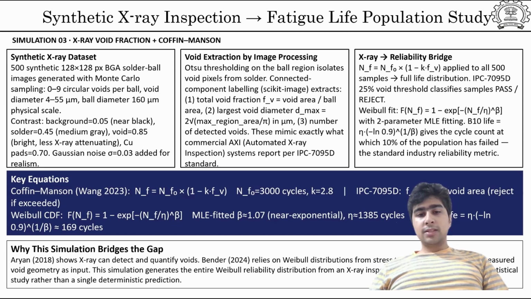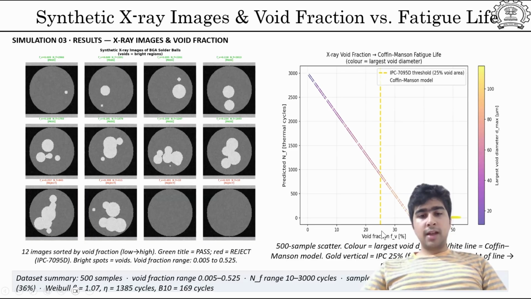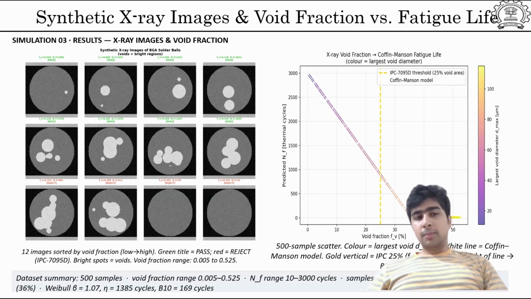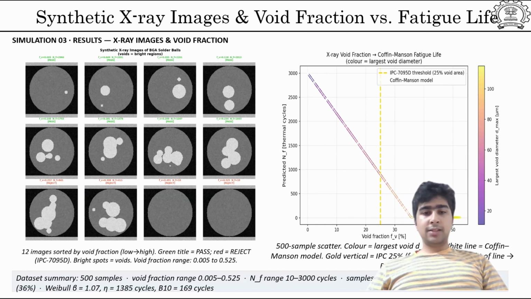As the bottom box states, previous literature studies have used X-ray to quantify voids and also lead to Weibull life predictions. So this non-destructive method is quite applicable for BGA solder joints. Moving ahead, we have synthetic X-ray images and void fraction versus fatigue life graphs. On the left, there are 12 representative images sorted by void fraction. On the upper left, you can see green samples, which mean that they have passed the test. And on the bottom right, you can see the rejected samples.